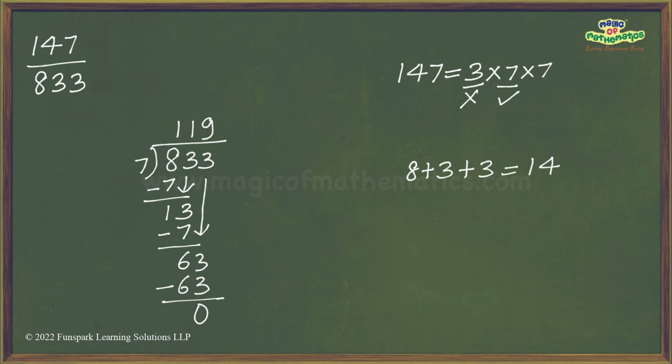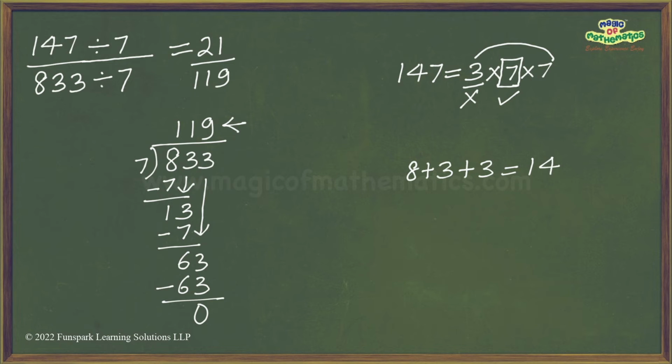So let us divide the numerator and denominator by 7. When we divide 147 by 7, 7 goes off from the prime factorization and we get 3 times 7, that is 21. 833 divided by 7 gives me 119. We are not yet done.